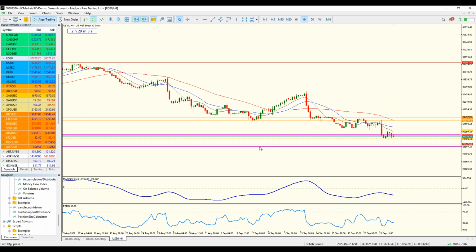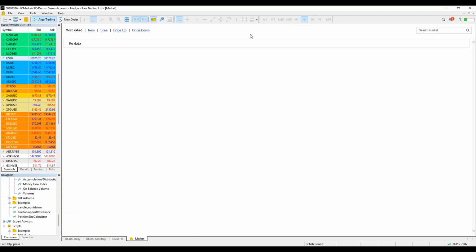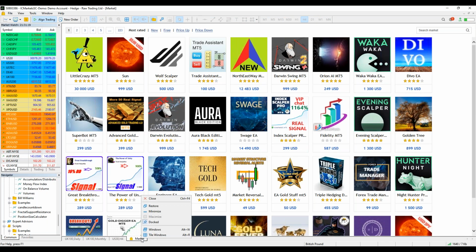For those of you who haven't seen this stuff before, I'm using an automatic support resistance tool called Fractal Support Resistance. It's free. I'm just going to go up here and try and find it, and then I'll put the link in. Where is it? That was not what I thought would happen.